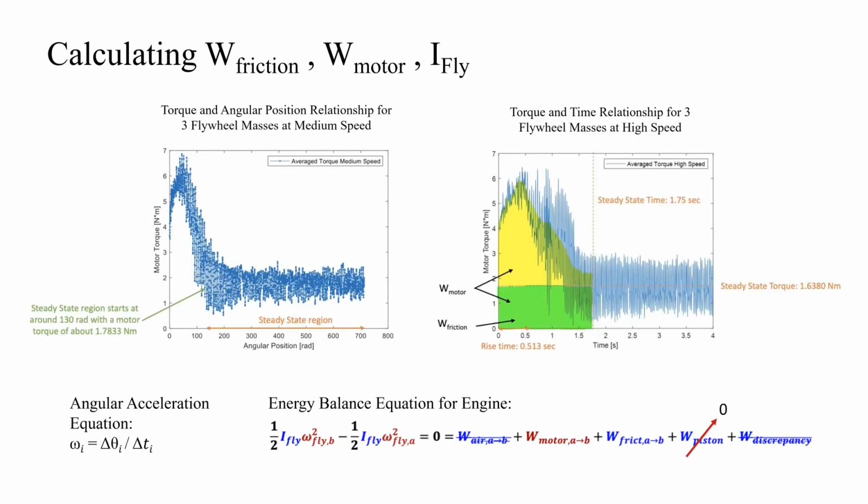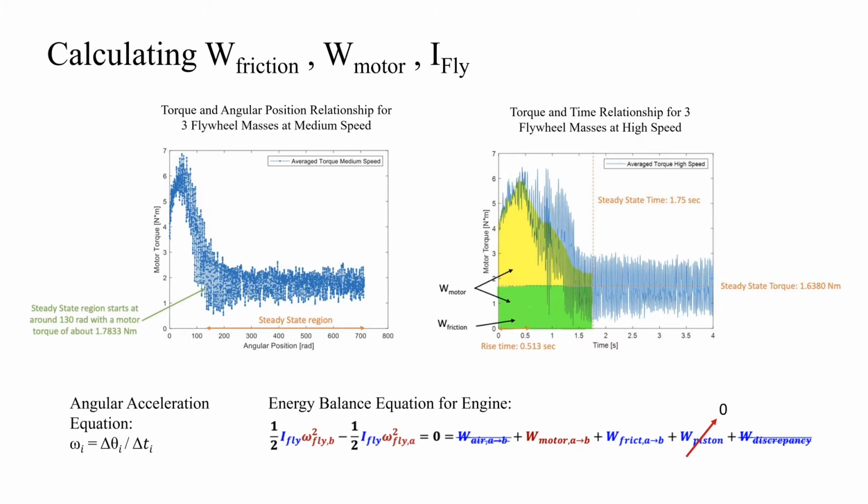The equation shown is the work-energy balance equation for experiment 1. Using this equation, the work of friction and work of motor are calculated and used along with angular velocities at A and B to solve for I-fly.